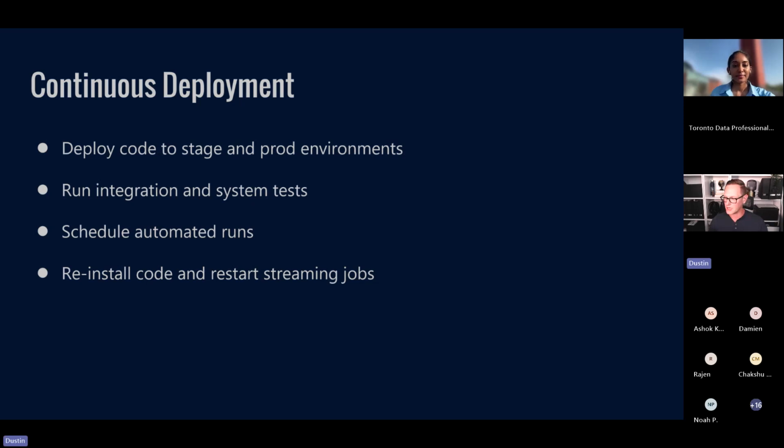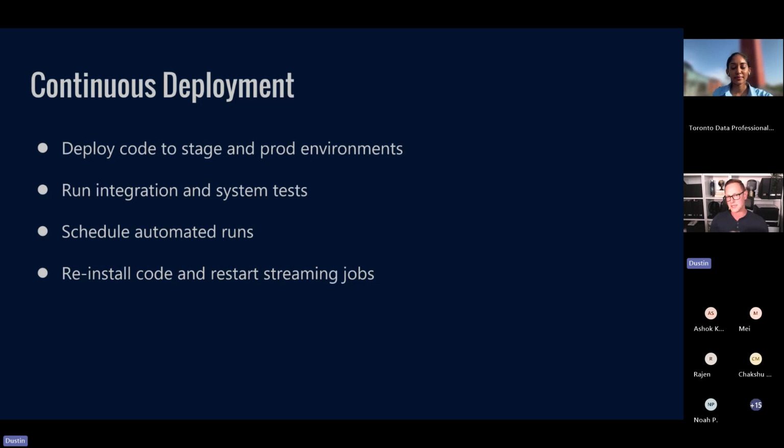When we talk about continuous deployment, we're really talking about the next steps where we deploy that code that's been packaged up as an artifact, deploy that to staging or testing, depending on what terms you like to use, deploy it to production environments. We want to be able to run some integration and system tests.